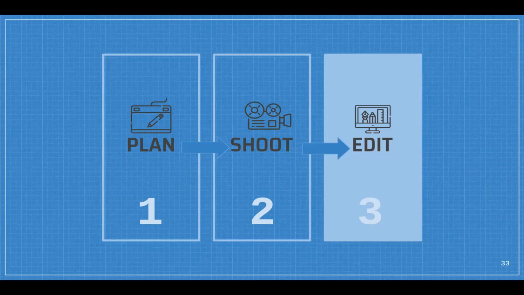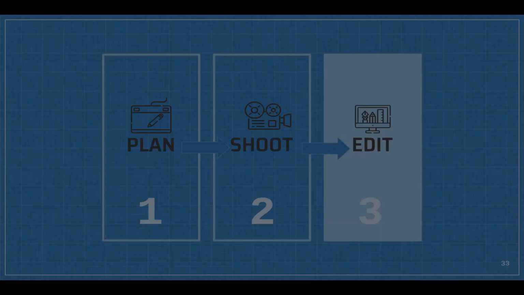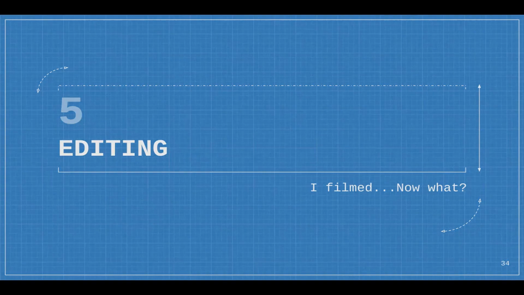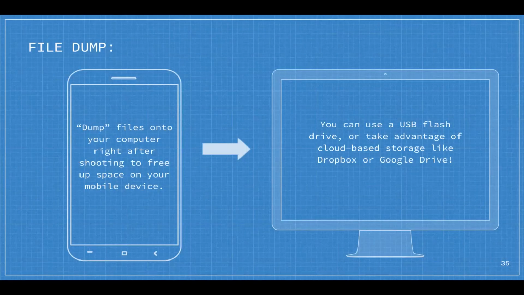Okay, so lastly, we planned, we shot the video, now we have to edit it. So first thing, what I suggest to do is to do a file dump. So what you're going to do is take the video that you recorded and put it into your computer or some kind of USB or a cloud-based storage and just put them all there.